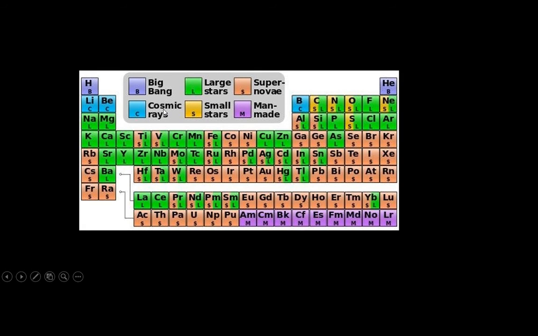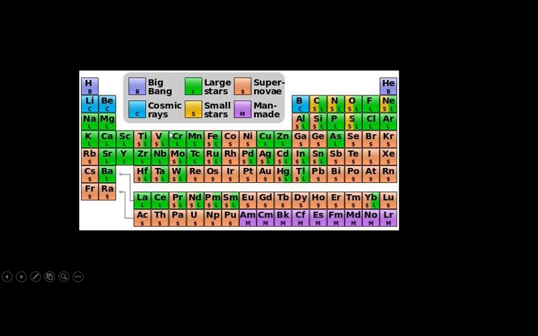So this is a periodic table that's color-coded by where the elements came from. So hydrogen was formed first after the Big Bang, and for a very short time it was hot enough for some of the hydrogen to fuse into helium, but that didn't last for very long. So we got a little bit of helium, and that's it.